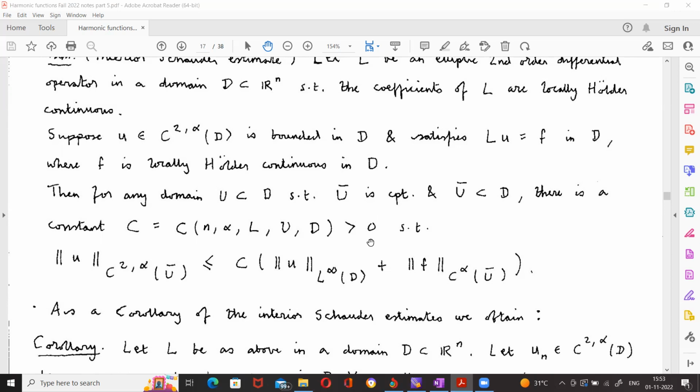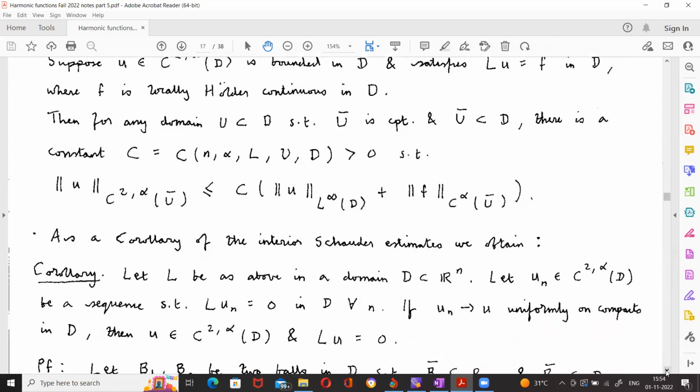So is this statement clear? So this is local on compacts in the domain. On any compact in the domain, you're getting a Schauder estimate. The C2 alpha norm of u is bounded by the L infinity norm of u plus the C alpha norm of Lu.